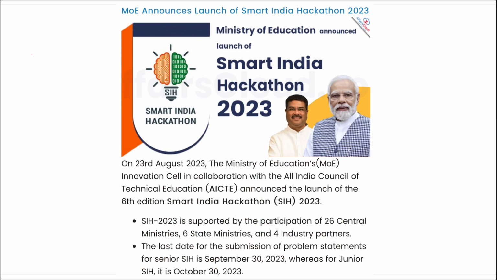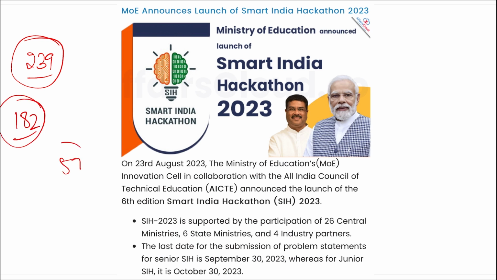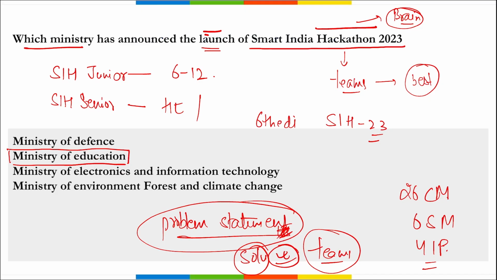Then participants can choose their problems from the collection of 239 problem statements, including 182 software challenges and 57 hardware challenges. Then, as we just saw, this was the sixth edition of this Smart India Hackathon. When was the first ever edition of this Smart India Hackathon held? It was in 2017, right?